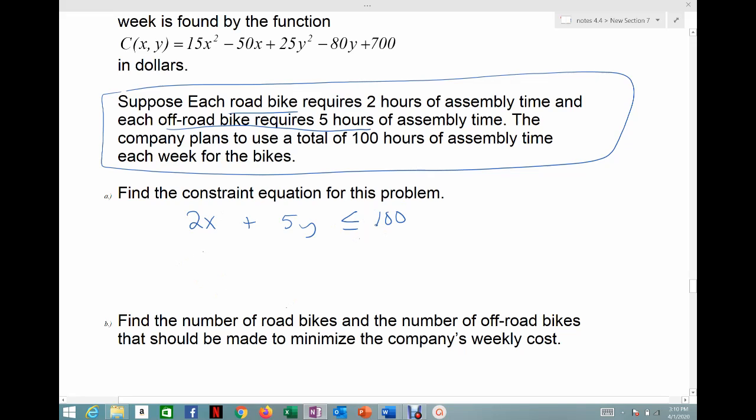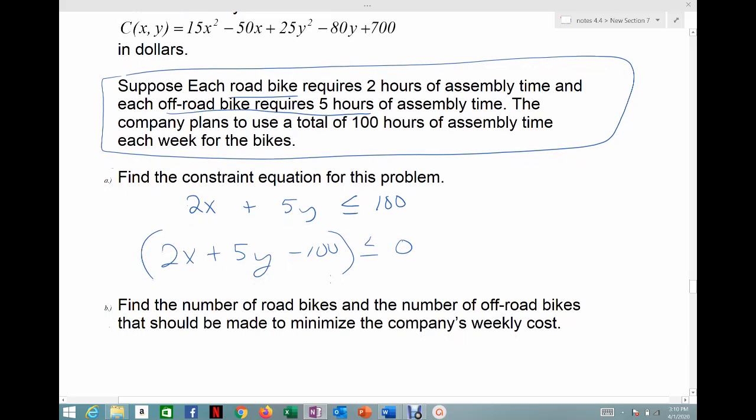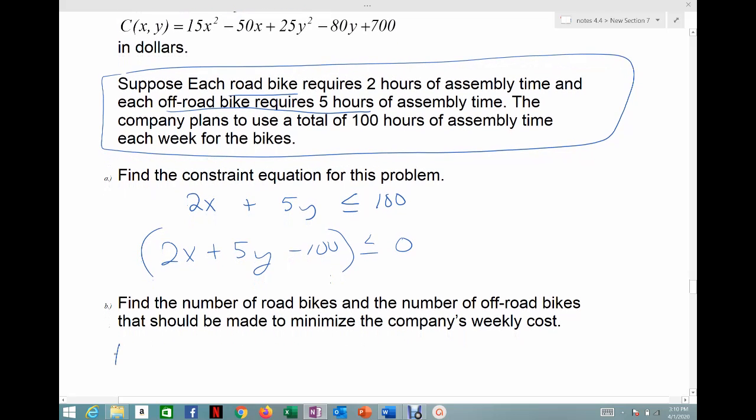First step though, move the 100 to the other side. 2x plus 5y minus 100 is going to equal 0. This is the part that I'm going to plug into my Lagrange formula. So again, I'm going to write it down here. I'm going to leave my cost up there. My Lagrange formula, the first thing I write down is my cost, my original equation, and then lambda times that constraint where I've set it equal to 0.